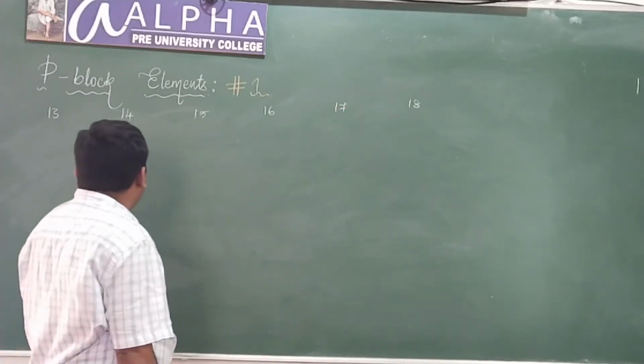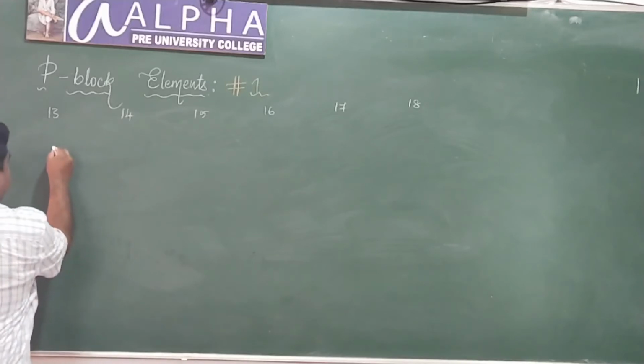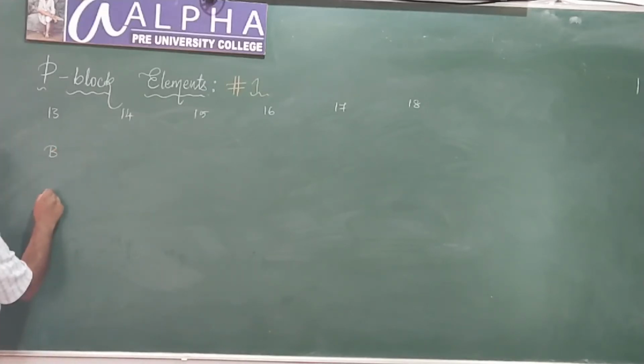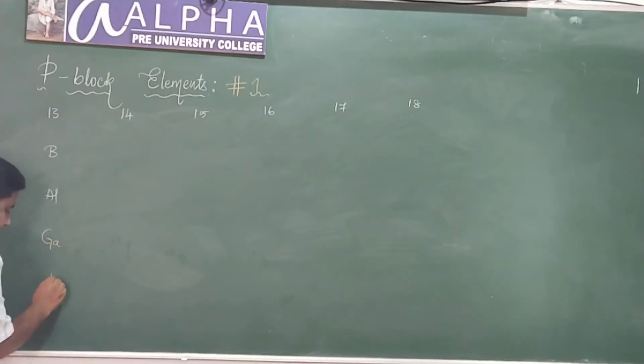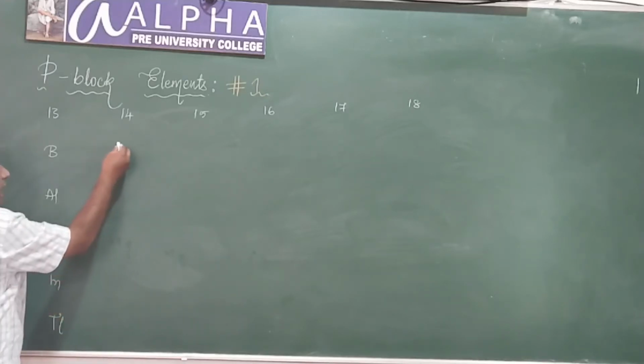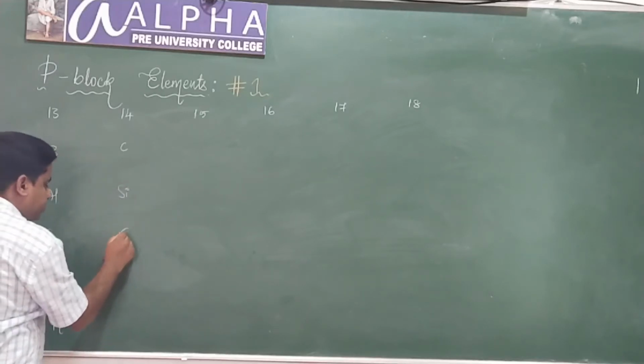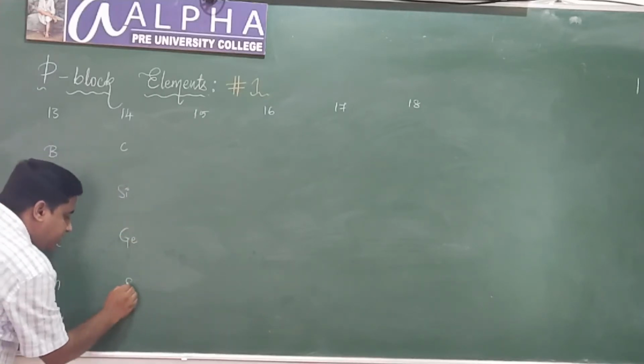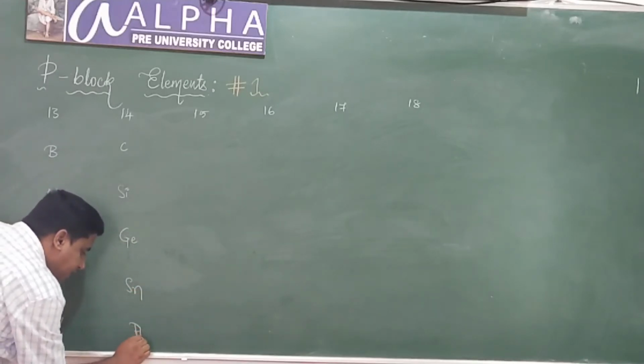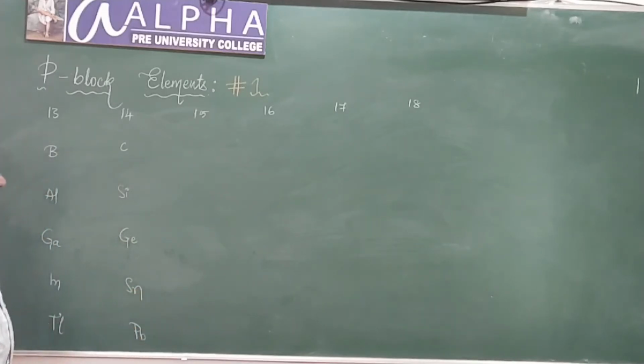In group 13, we have boron, aluminium, gallium, indium, and thallium. Which are the elements of group 13? Boron, aluminium, gallium, indium and thallium. In group 14 we have carbon, silicon, germanium, tin and lead. Got it?